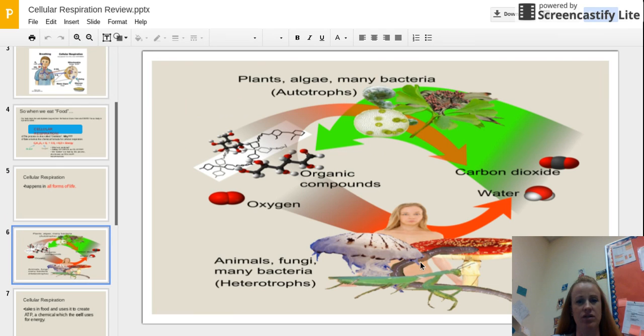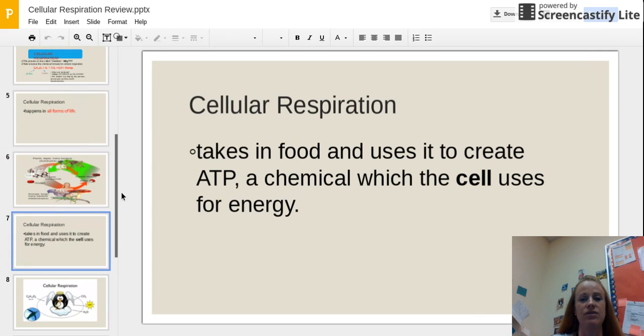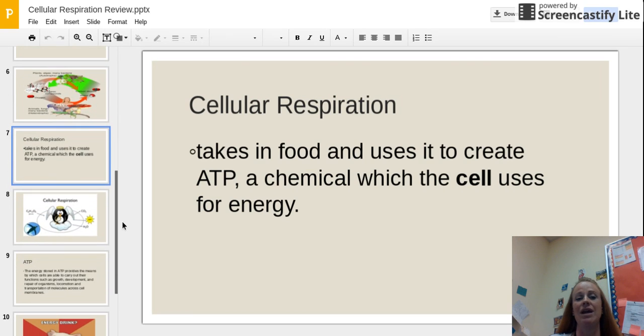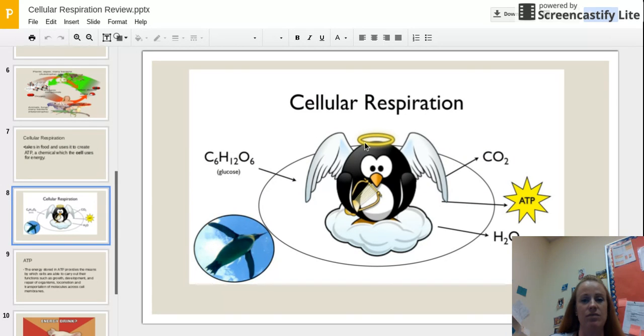And here's just a little picture showing that it happens with everything, just to help you think about that. So again, cellular respiration takes in food and uses it to create ATP, which is a chemical the cell uses for energy. I'm going to keep saying this: you take in that sugar, you give off carbon dioxide, you give off ATP, you give off water. I was missing something here. What am I missing? It would be oxygen.